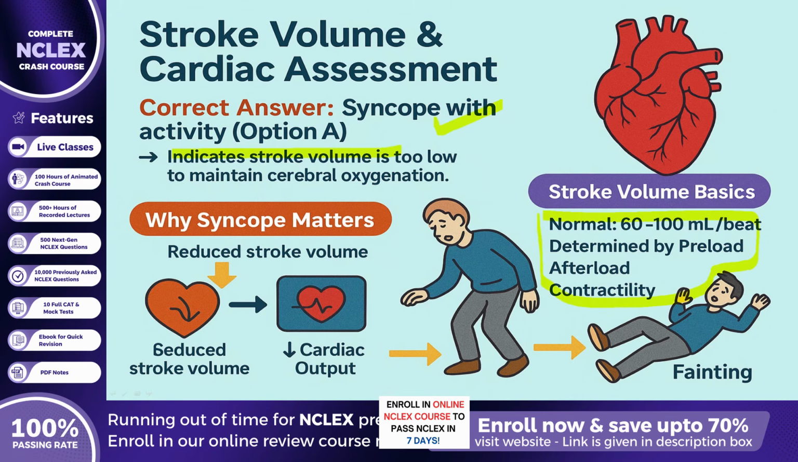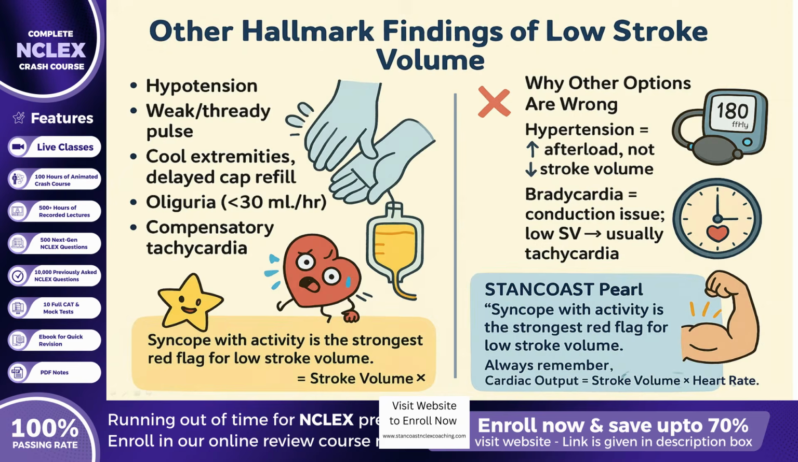Additional findings may include hypotension, weak or thready pulses, cool extremities, delayed capillary refill, decreased urine output, and compensatory tachycardia. In contrast, hypertension, as mentioned in option B, does not reflect reduced stroke volume. In fact, low stroke volume more often results in low systolic pressure, whereas hypertension is typically linked to increased afterload rather than ventricular pumping failure.